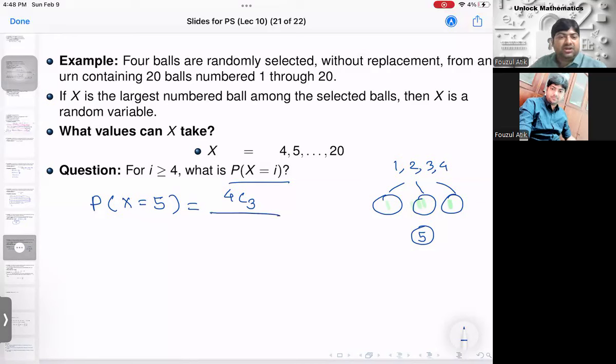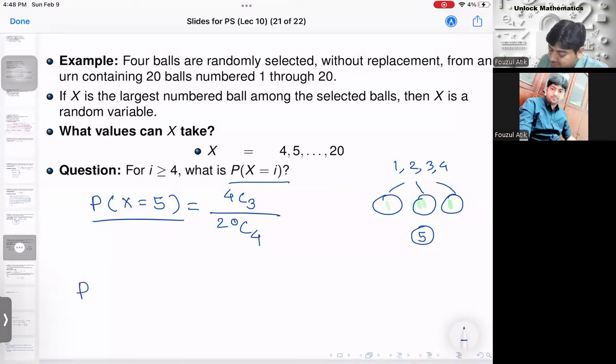Divided by the total number of possible selections. You have 20 balls in the urn and you have selected 4 balls from them. How many ways can it be done? We have discussed this already in the combination chapter. It is 20C4 ways. Therefore P of X equal to 5 is 4C3 divided by 20C4. Clear?